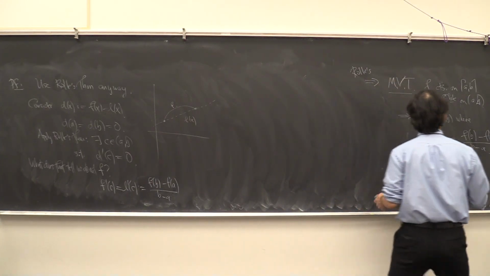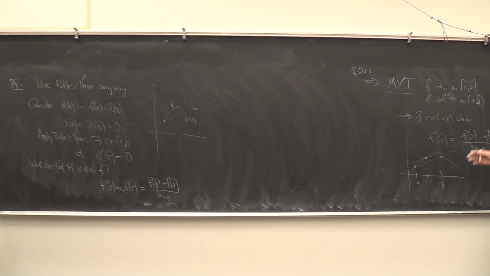Notice that, of course, Rolle's theorem falls out of the mean value theorem. If you have the mean value theorem, then f of b equals f of a, and you've found a point where f prime equals 0.